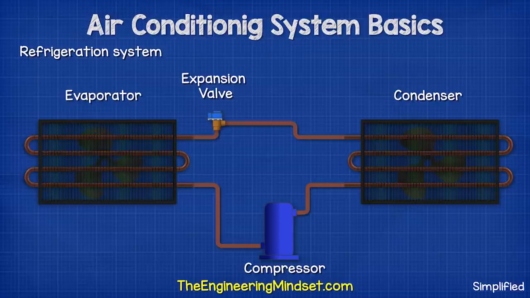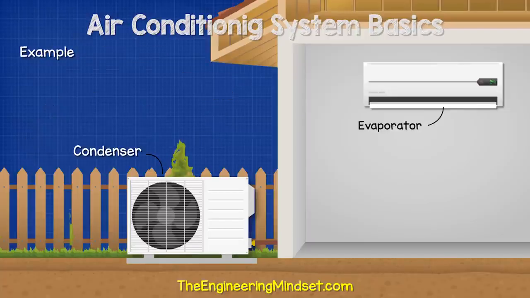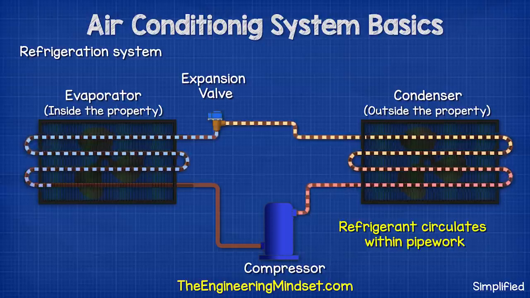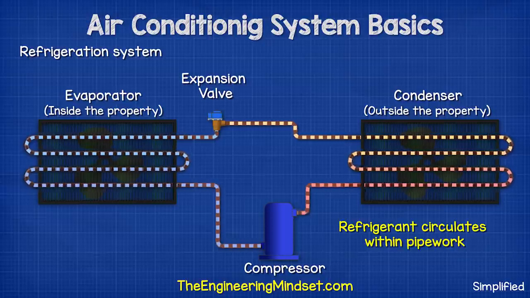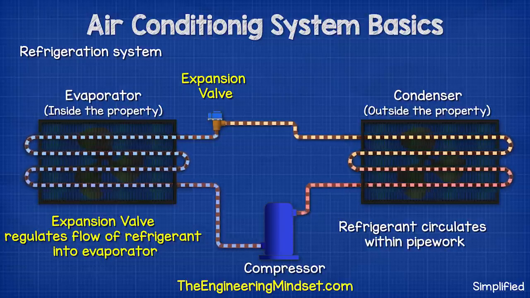When we look at a typical refrigeration system, we have the compressor, the condenser, the expansion valve, and the evaporator. The condenser and the evaporator are both heat exchangers. The condenser sits outside the property, and the evaporator sits inside the room being cooled. The compressor circulates a refrigerant in the pipework, which cycles between all of these components. The expansion valve regulates the flow of refrigerant.